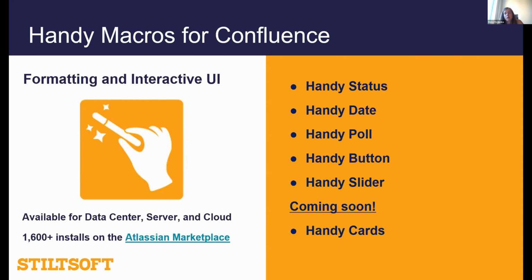Today we're speaking about the cloud solution, and on the right of your screen, you can see the macros that are available for cloud. These are handy status, date, poll, button, slider, and we are working on handy cards, so stay tuned, they will be available pretty soon.